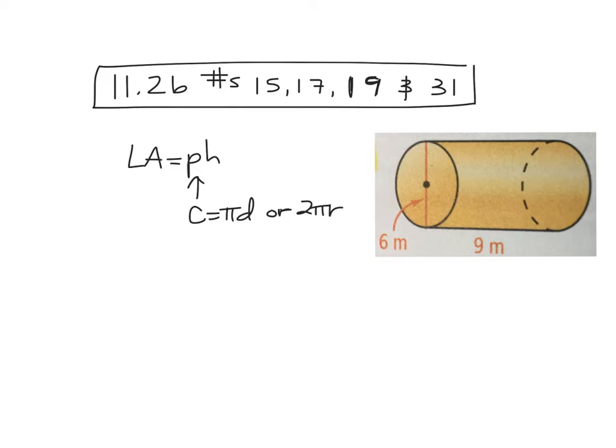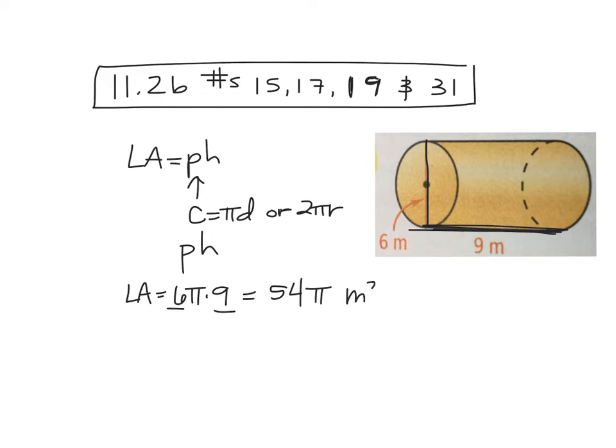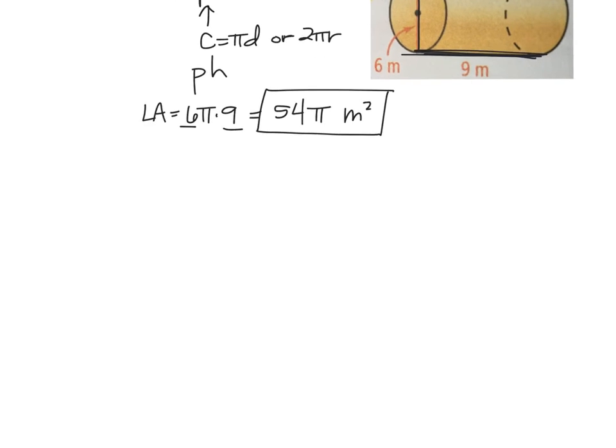But if I'm looking at this picture, my circumference right now is pi times the diameter. My diameter is 6, so my perimeter would be 6 pi. Pi times diameter. And then my height is the distance between the two bases. That's the 9. And in terms of pi, we would just do 6 times 9 is 54, and then attach the pi. And then it's an area, so square meters. Okay, so that's the first one, number 15.